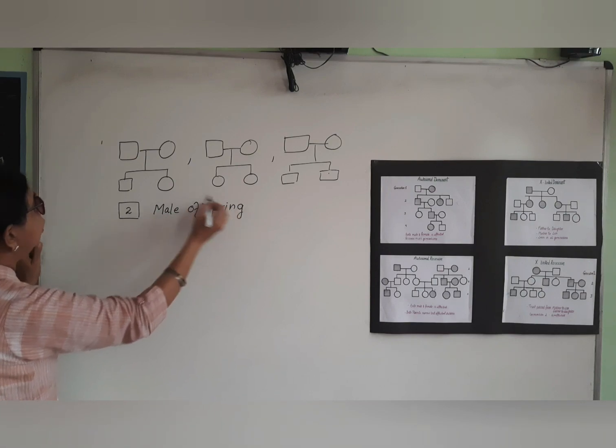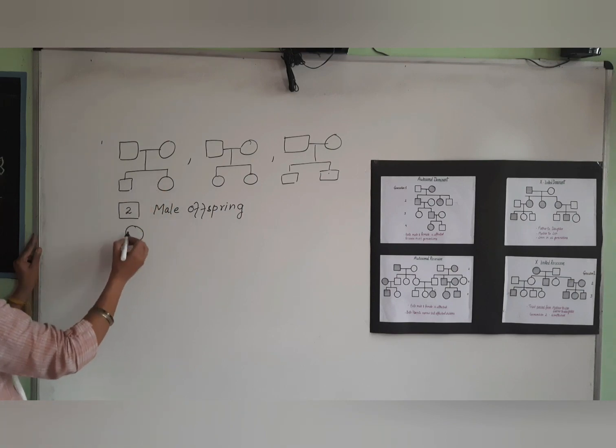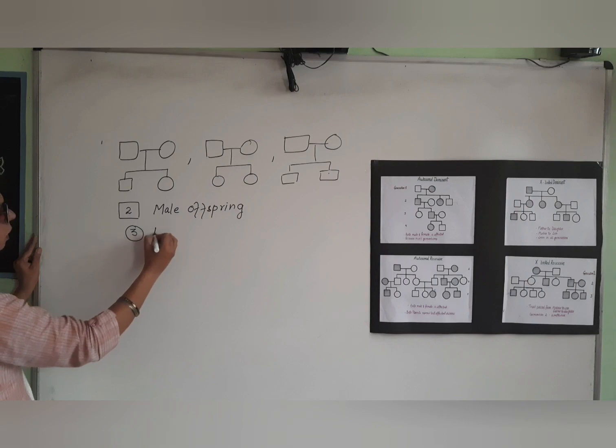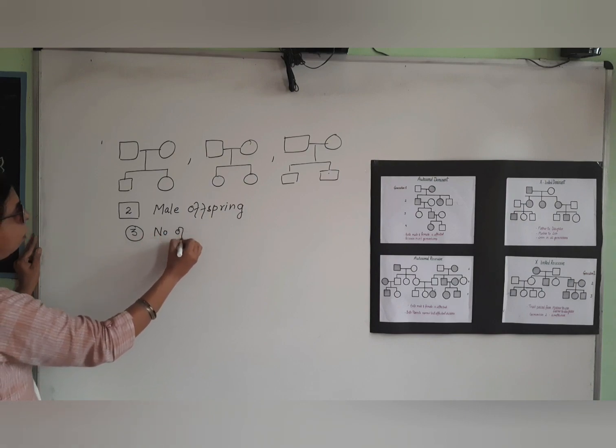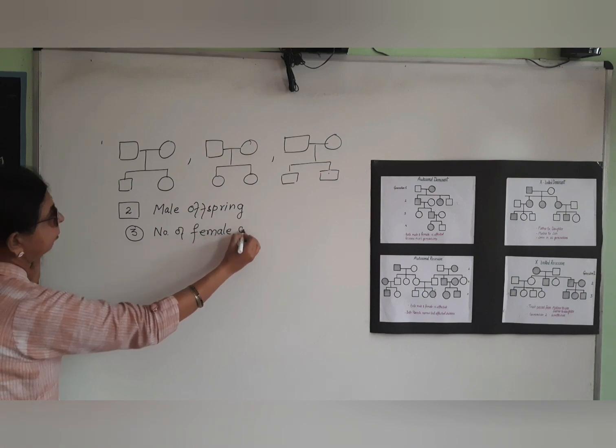Similarly, if the number of female offspring is more, then the number can be written within the circle, like it is written 3. So this 3 indicates the number of female offspring.